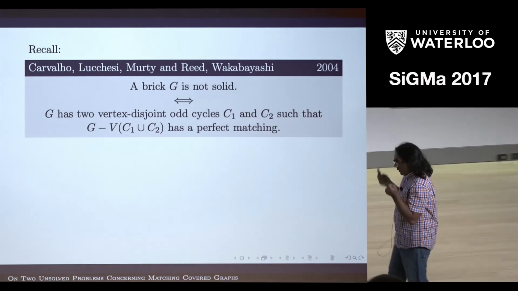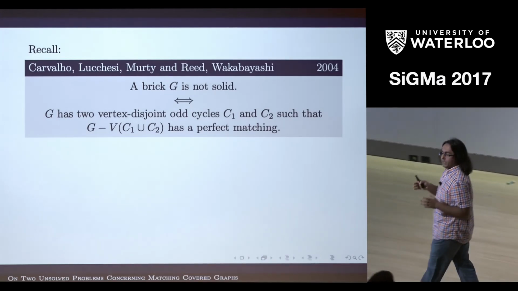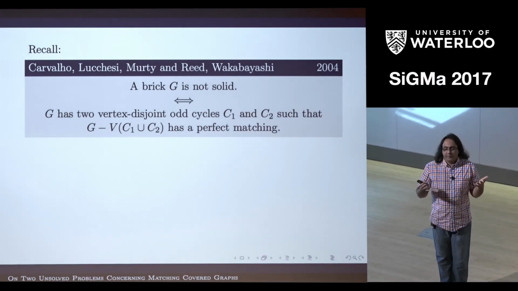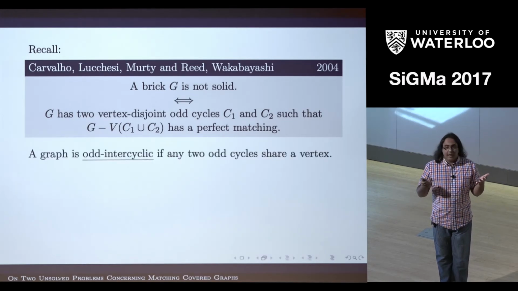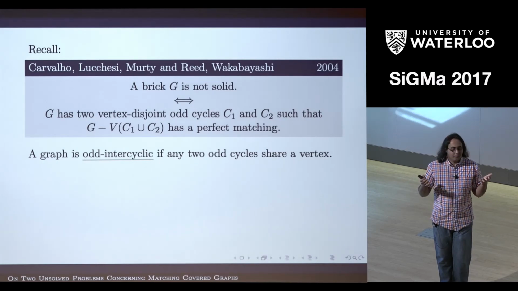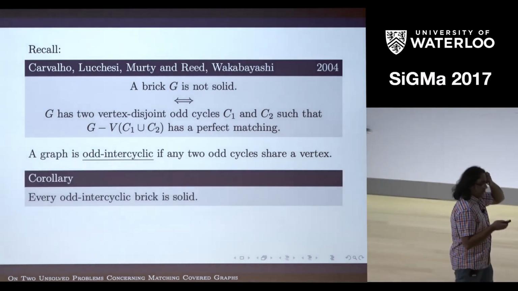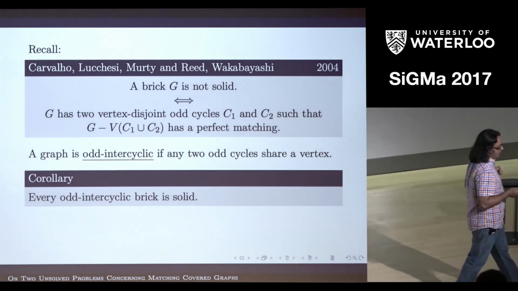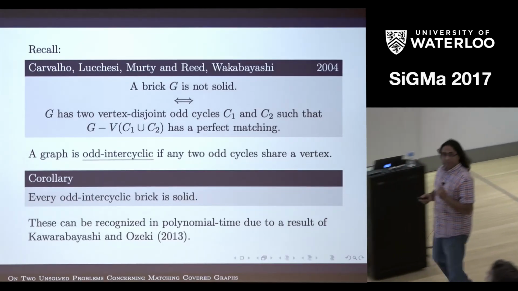So if you have two vertex-disjoint odd cycles whose deletion leaves a perfect matching in the residue, then your brick is not solid. Well, in particular, you need two vertex-disjoint odd cycles. If your graph did not have two vertex-disjoint odd cycles, it has to be solid. So let's say a graph is odd intercyclic if any two odd cycles share a vertex. Right. So an observation is just that every odd intercyclic brick is solid. Now if all the solid bricks were odd intercyclic, we would actually be done, because by a result of Kawarabayashi and Ozeki, these can be recognized in polynomial time.